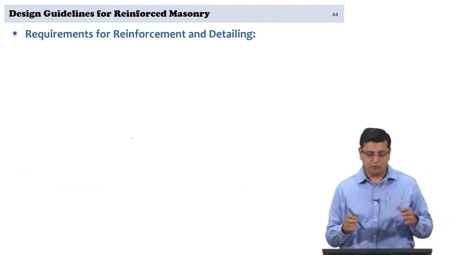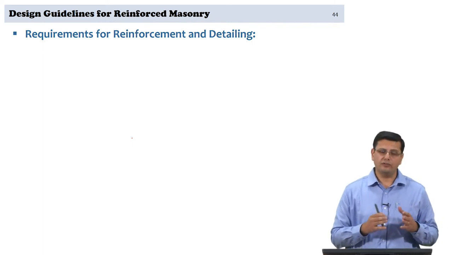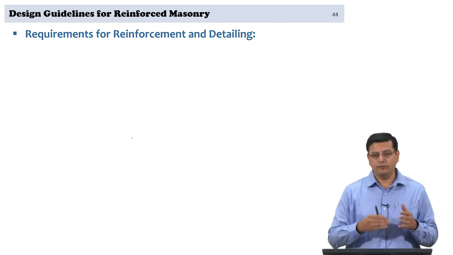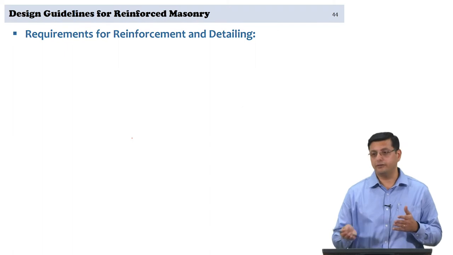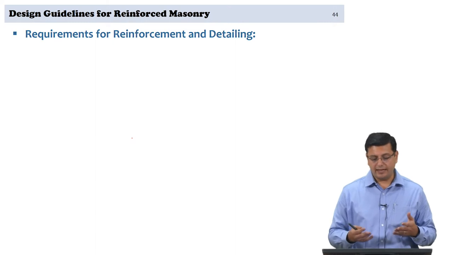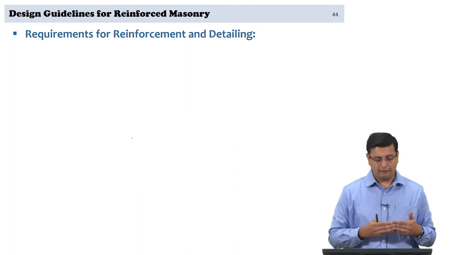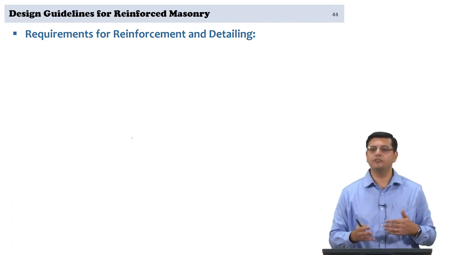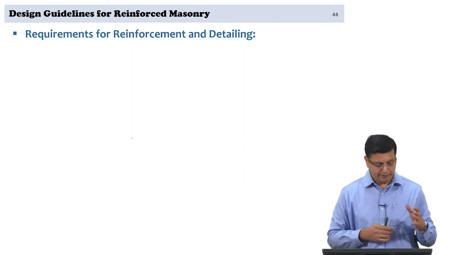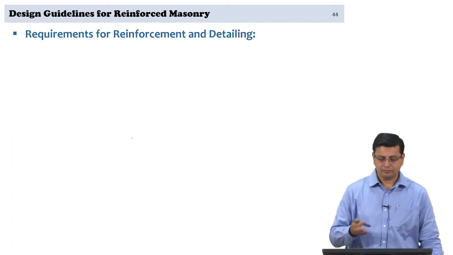There are a set of requirements as far as reinforcement detailing is concerned, because one of the fundamental reasons because of which reinforced masonry is not very popular, particularly in tropical regions where there is moisture, heavy rainfall and high humidity levels, is the problem of corrosion. So it's very important that the workmanship and the materials used do not compromise the durability of these systems. And so there are specific requirements as far as reinforcement and detailing of reinforcement is concerned, and we look at a few of them here.